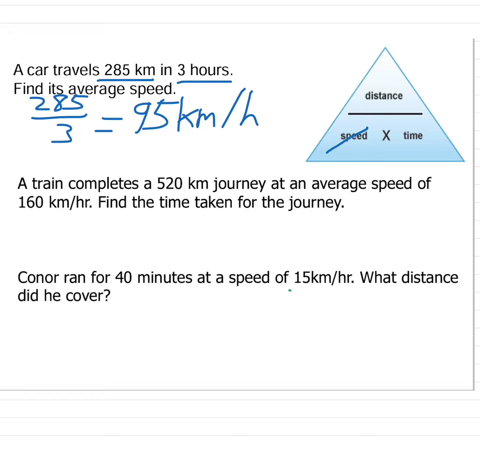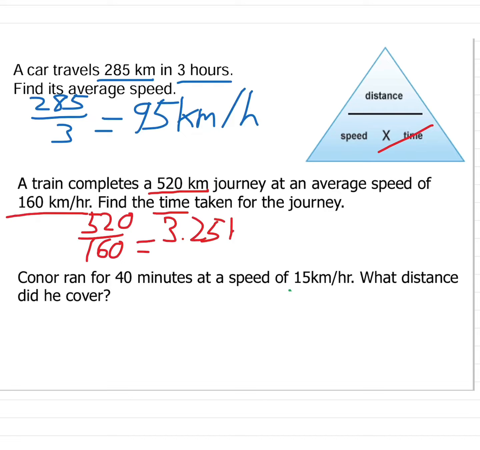Next question now, we're told that a train completes a 250 kilometer journey at an average speed of 160 kilometers an hour. And we need to find the time taken for the journey. So let me rub out speed. And so here we're looking for time, so let's cross that off. So it's going to be distance divided by speed. So we have 520 divided by 160. That is 3.25 hours.